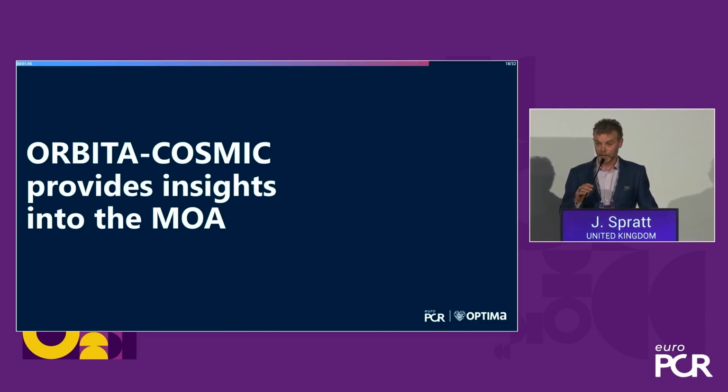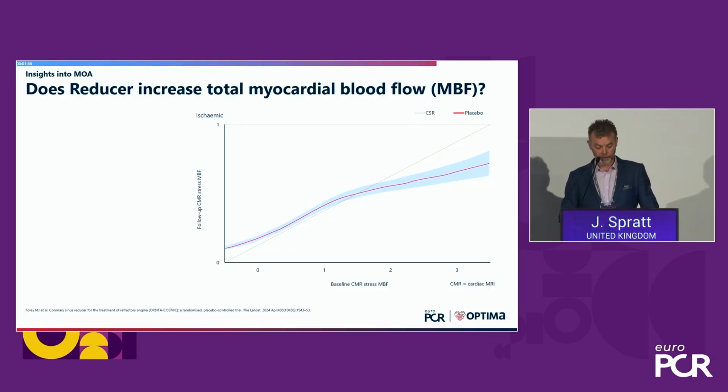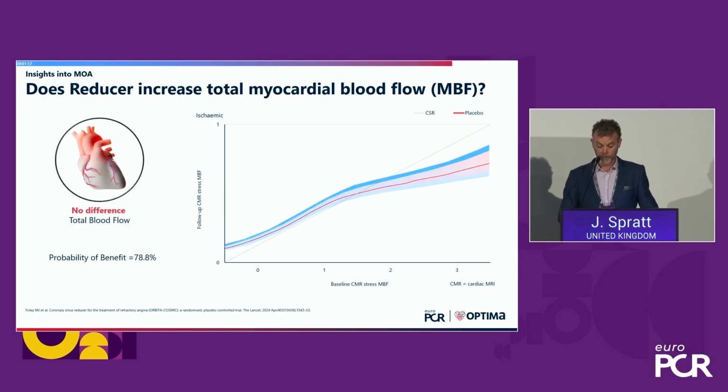Now, that's all very well. We can chat about whether it works or it doesn't work, but we've really got to evidence some of these things. We've got to have some evidence that supports that hypothesis. And ORBITA-COSMIC, which of course was a sham control study, did look to answer some of these mechanistic questions. And the first question they asked was, well, does it increase total myocardial flow? And I always thought that didn't make any sense to me. And that was the case. There was no difference in total flow, and really, how could there be?